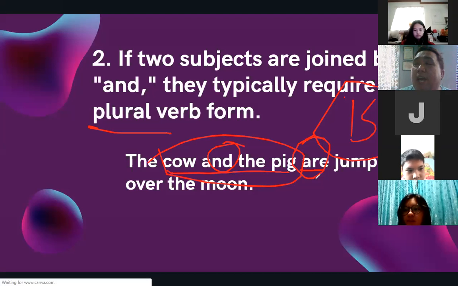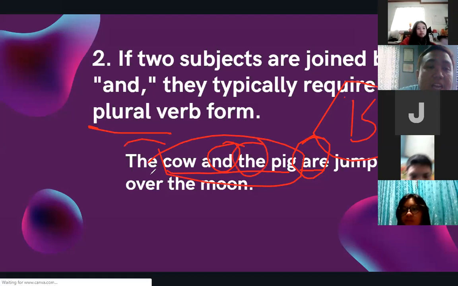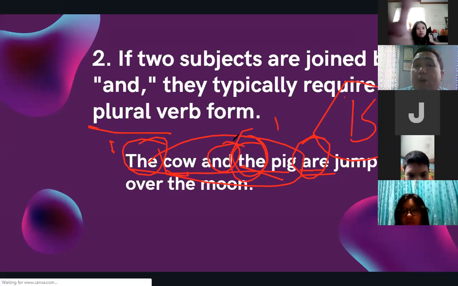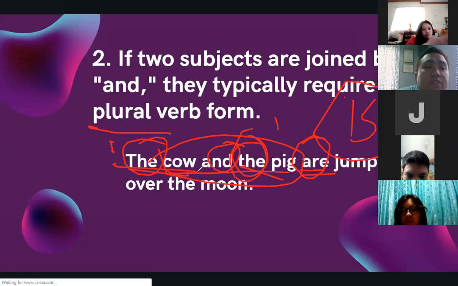Sir, how will we know if the subject is pointing out one person only or two persons? Notice the use of "the." If you have two articles, "the cow and the pig," meaning one cow, one pig, therefore you have to take a plural verb. But if there is no "the" in the second word of the compound subject, for example, "the doctor and brother is," it means the first statement is the same as the second. Okay?